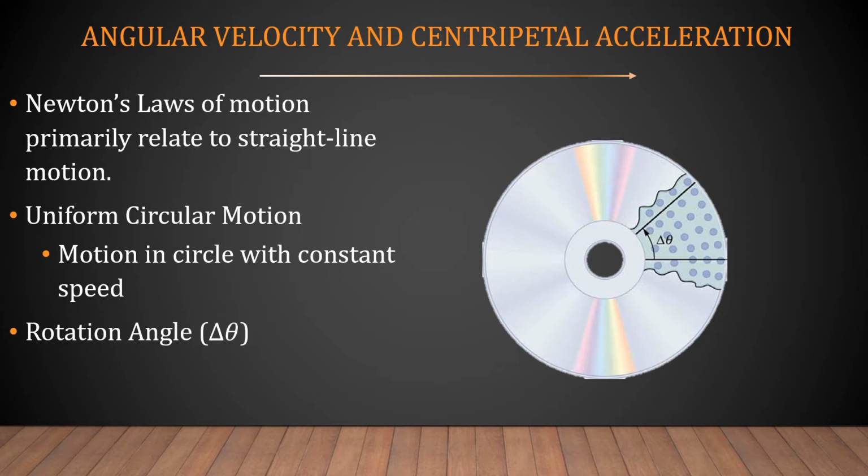Rotation angle. This is delta theta, the angle through which an object rotates, like in this disk, in this circle. It makes an angle delta theta from this point to this one. This is angular displacement.